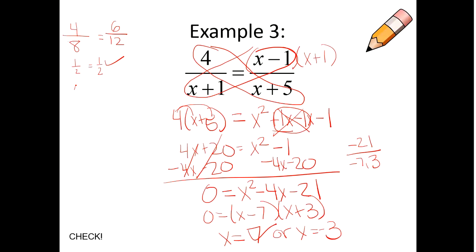Let's check negative 3. So I got 4 over negative 3 plus 1. I think that's negative 2, right? Negative 3 plus 1? Yeah. And then negative 3 minus 1, that's negative 4. And then negative 3 plus 5, that's 2. So this would be negative 2 simplified. This would also be negative 2 simplified. Whew. They both check out in this particular case. Both of them work in my problem. So my two answers for this particular problem are x equals 7 and x equals negative 3.